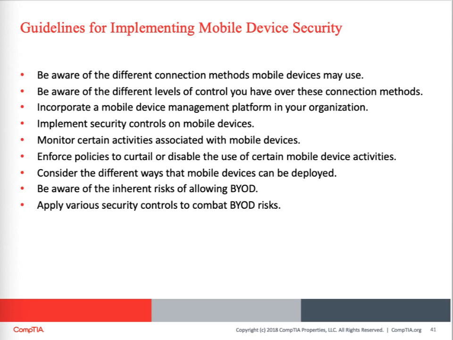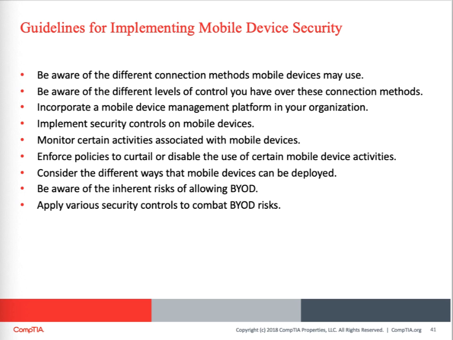Guidelines for implementing mobile device security. We need to be aware of the different connection methods that mobile devices may use. We need to be aware of the different levels of control that we have over these connection methods. So remember, we have more control over Wi-Fi than we do over cellular. Right? We need to incorporate a mobile device management platform in our organization. That way we can turn on and off phones and maybe track where they're at.